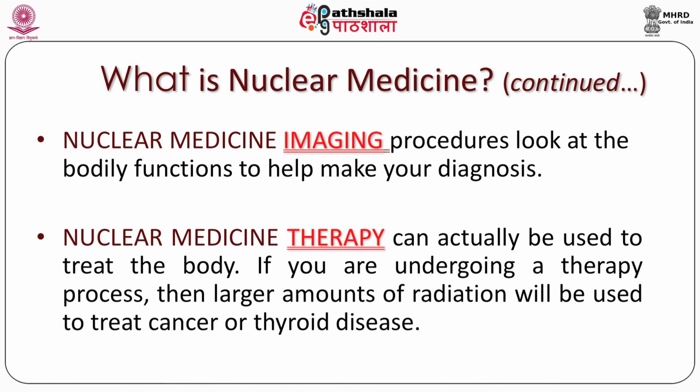It can actually be used to treat the body. If you are undergoing a therapy process, then a large amount of radiation will be used to treat cancer or thyroid disease. If you recall, iodine-131 is the isotope of choice for treating thyroid cancer. But today, we are able to treat the liver by using new radiopharmaceuticals. It means there are different kinds of radiopharmaceuticals available today for different diagnosis and therapy purposes.